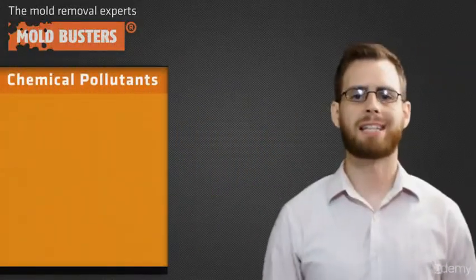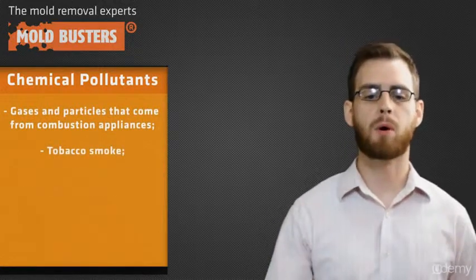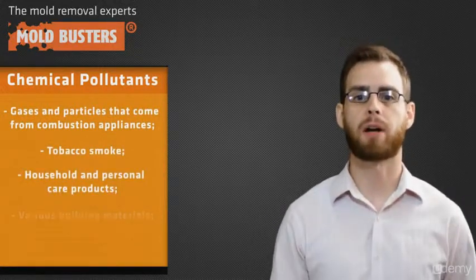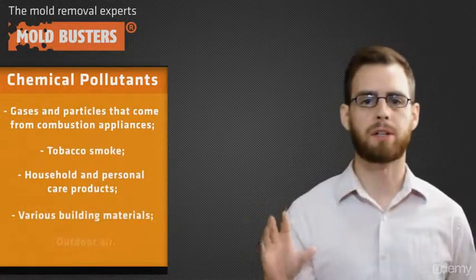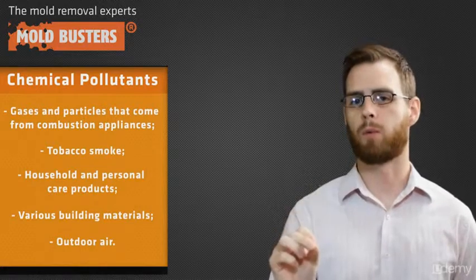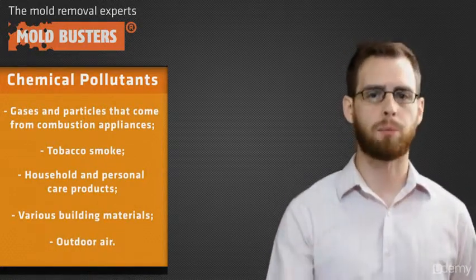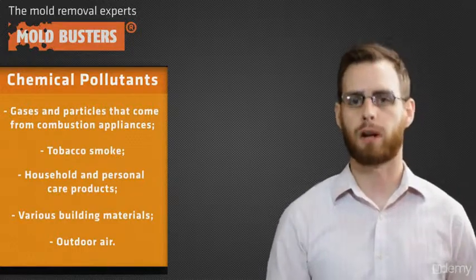Chemical pollutants are gases and particles that come from combustion appliances, tobacco smoke, household and personal care products, various building materials, and outdoor air. I want you to really remember that one, outdoor air, because later on we're going to explain why this is so important when testing for the indoor air quality of a home.